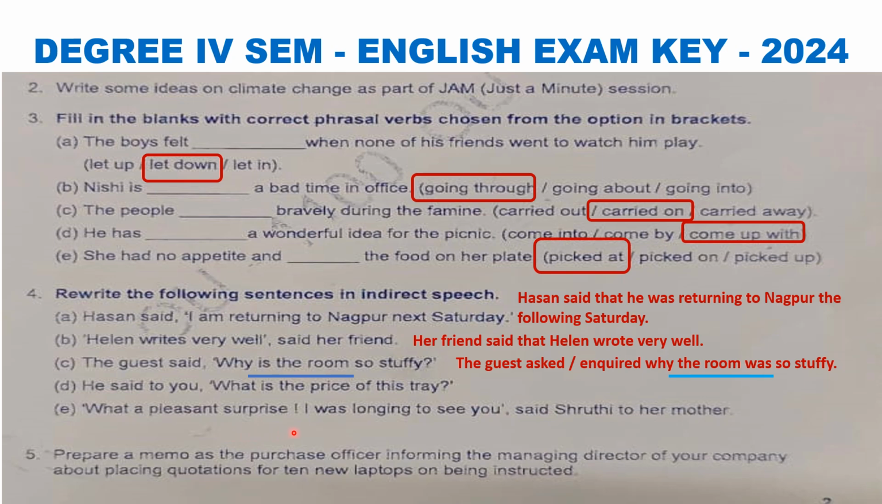What a pleasant surprise. Sorry. D. He said to you, what is the price of this tray? Again, this is a question. He asked to you means here it is ourselves.